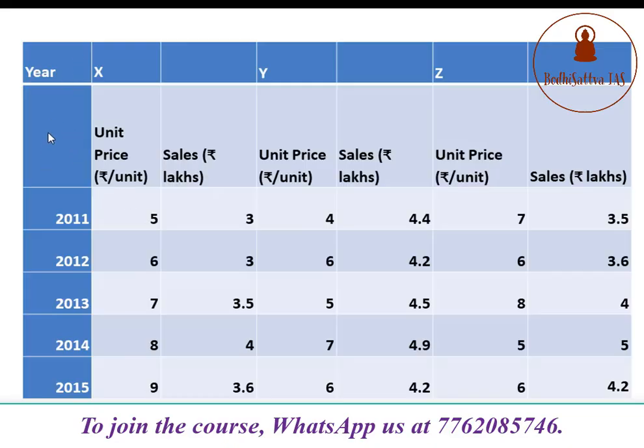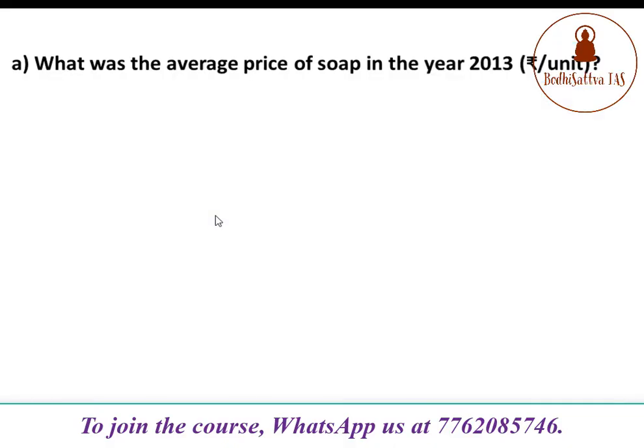So this is the table given. In the leftmost column, the years are given. In the topmost row, the companies are given. There are three companies, X, Y and Z. Each company is selling a soap. So in 2011, for each company, unit price of the soap is given and total sales in rupees lakhs for that year is given.